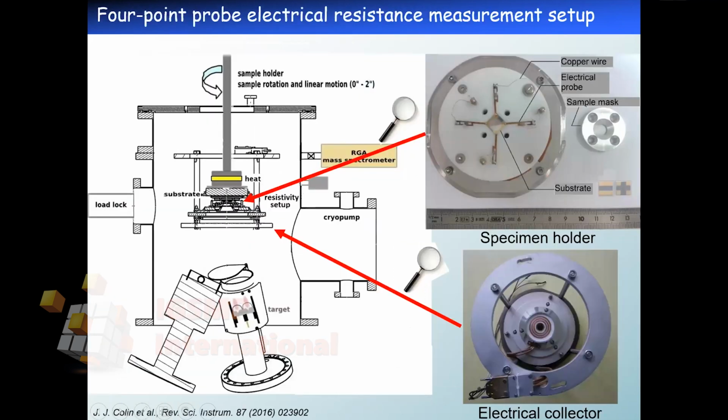The second technique that we have developed in the group is measurement of electrical resistance. So you can see here the schematic where you have the sample holder. The substrate is metallized on its edge here to make the contact. And then using this system implemented in the vacuum chamber, we are able to measure the variation of electrical resistance as a function of deposition time.